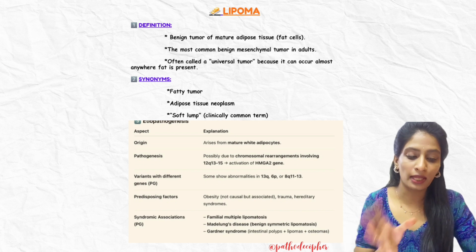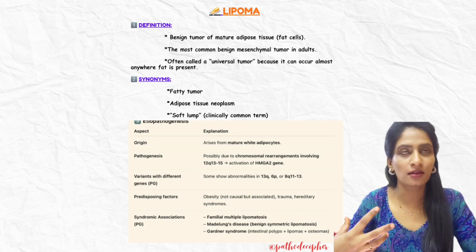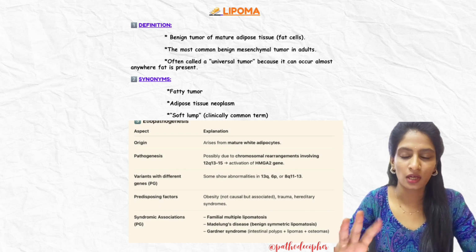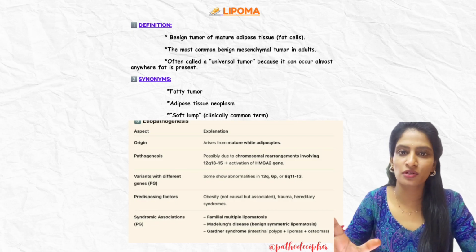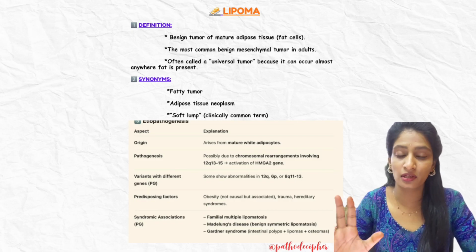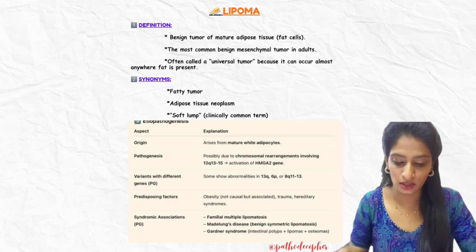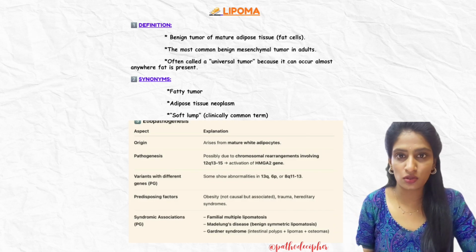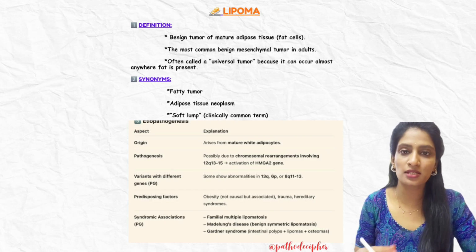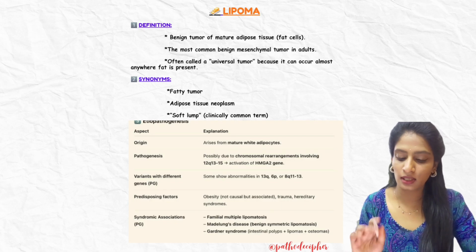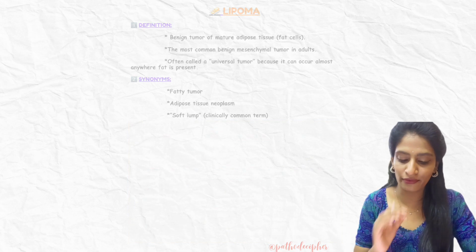So think of lipoma as fat cells which have gone crazy, okay, due to some tiny mutation which is happening at the genetic level. So that's why the adipocytes will start proliferating. So what are the synonyms? It's also called a fatty tumor, adipocyte tissue neoplasm, and it usually presents as a soft mobile lump. Clinically, it will present like a soft lump.